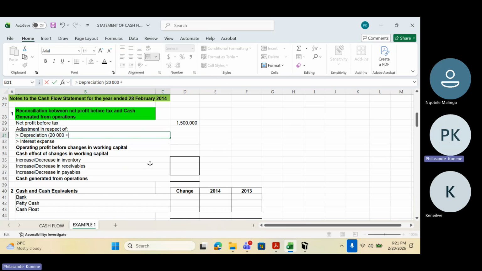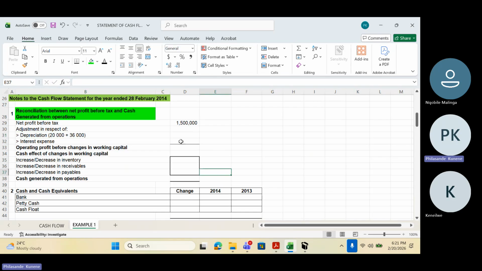20,000 plus 36,000. So this is going to be a depreciation. And then if we add the two, how much are we getting? 56,000 rands. I think it's going to be 56,000 rands. The total depreciation that will be recorded.